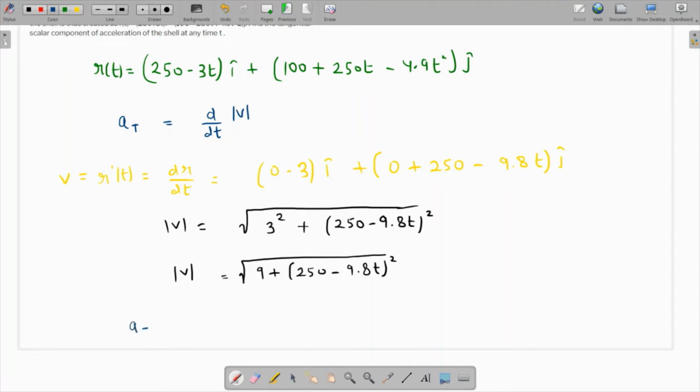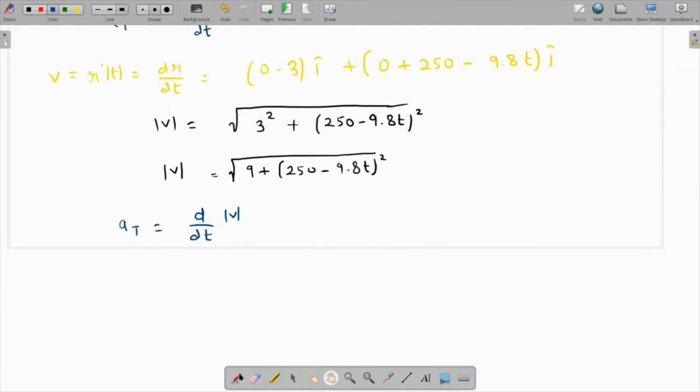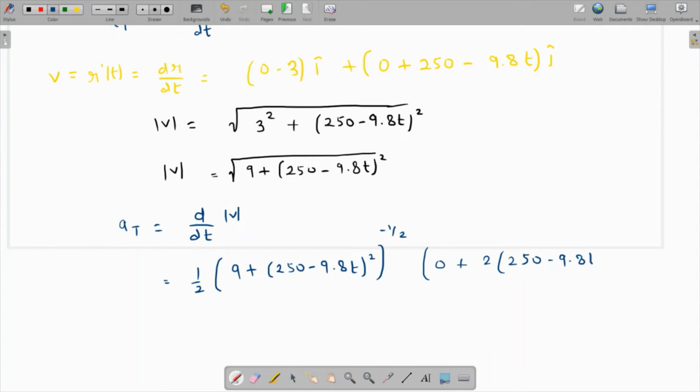Now we need to find the tangential acceleration, which is the derivative of this function. We're going to use the power chain rule. That's going to be 1 over 2 times (9 plus (250 minus 9.8t) squared) raised to the power minus 1/2. Then we go inside and differentiate 9, which is 0. Then we differentiate the squared function, so 2 comes down with (250 minus 9.8t), and then we differentiate inside: 250 gives 0, and negative 9.8t gives negative 9.8.